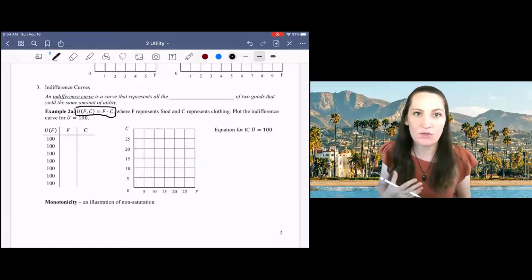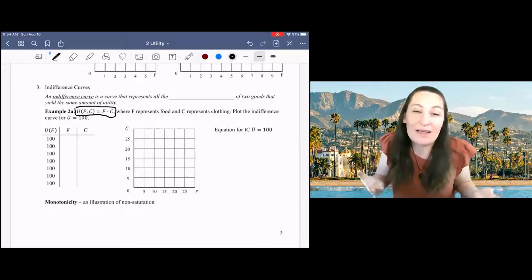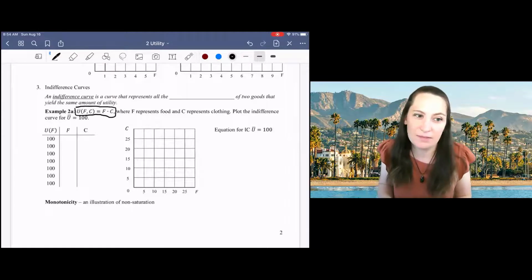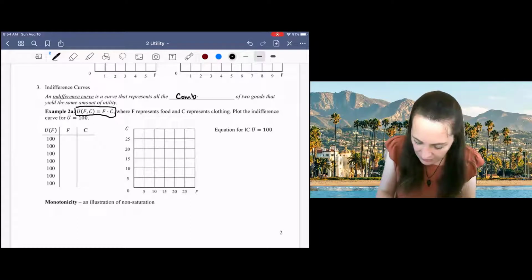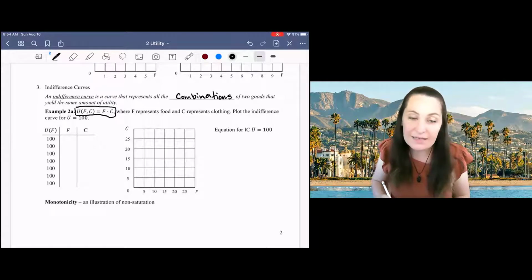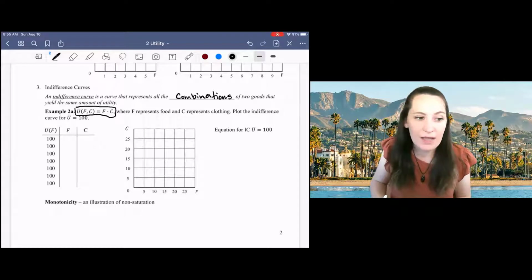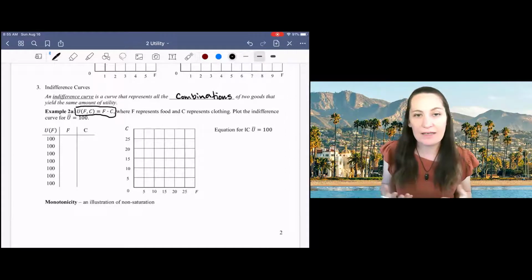And that is what we call an indifference curve, right? It describes points that you're indifferent between, that give you the same amount of happiness. So an indifference curve represents all the combinations of two goods that yield the same amount of utility. And in this example, we're going to hold utility constant at 100 and then think of different combinations of food and clothing that yield that 100 units of utility.